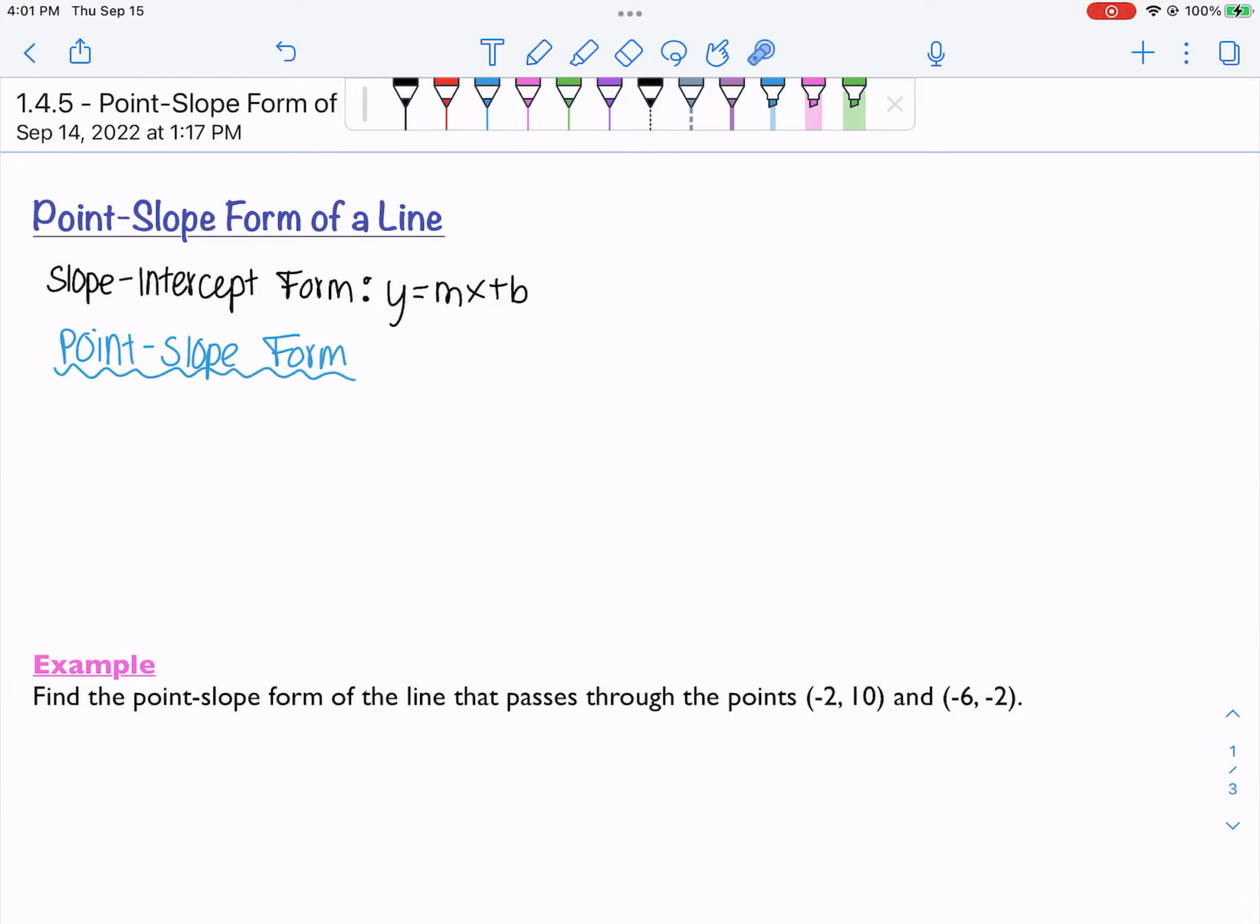The point-slope form of a line uses a point and a slope in the same way that the slope-intercept form uses the slope and the y-intercept. Here's what point-slope form looks like. y minus y1 is equal to m times x minus x1, where m is the slope of the line, just like it was before, and x1, y1 is any point on the line.